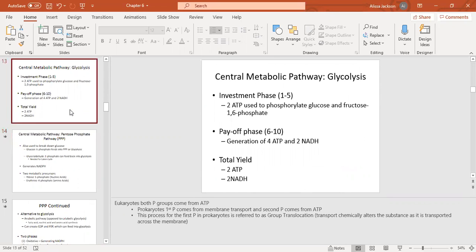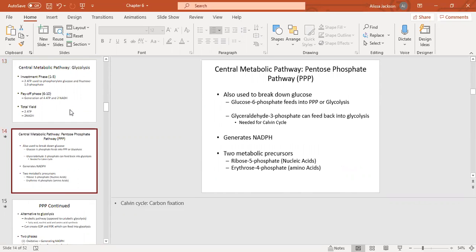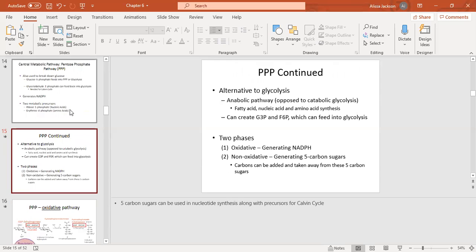Yeah, and I would know how much ATP is generated from glycolysis. So you get 2 from glycolysis and 2 NADH. Ooh, so pentose phosphate pathway. It does break down glucose, but it generates NADPH, and that's an anabolic reducing agent. Yeah.